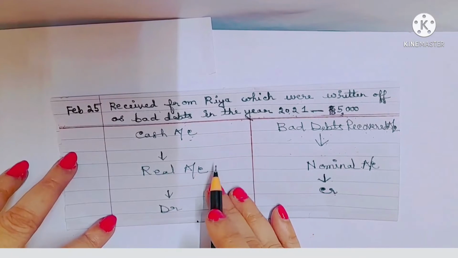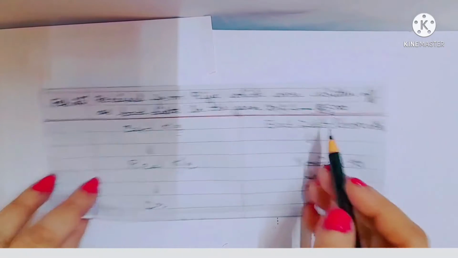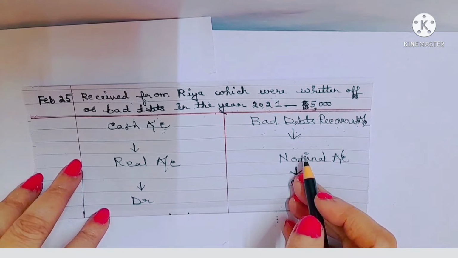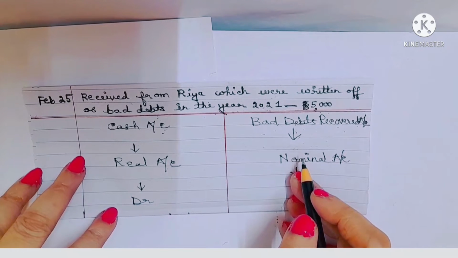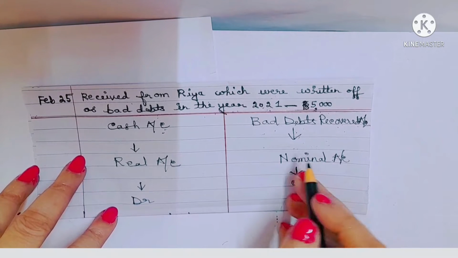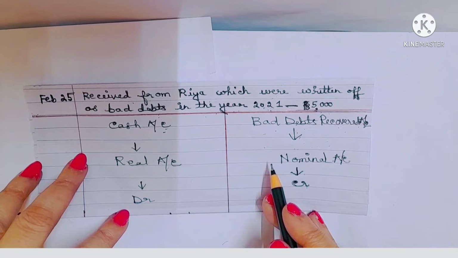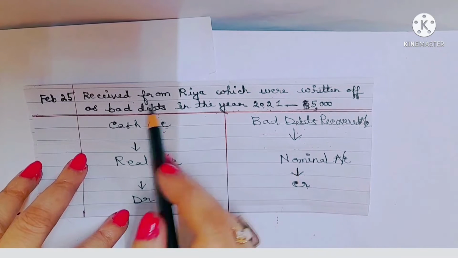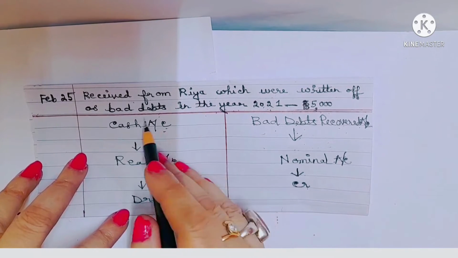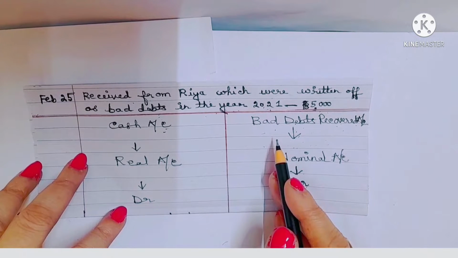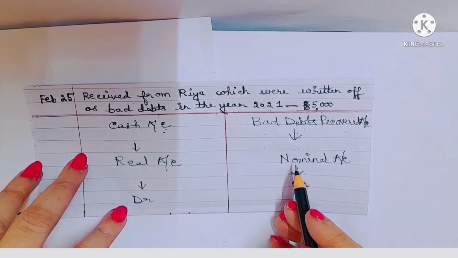One more thing I forgot to tell you. Bad debts recovered account will be credited, and not Ria account. Why? The personal account of the customer should not be credited, because Ria's account must have been credited already while passing the journal entry for bad debts. Remember this thing.